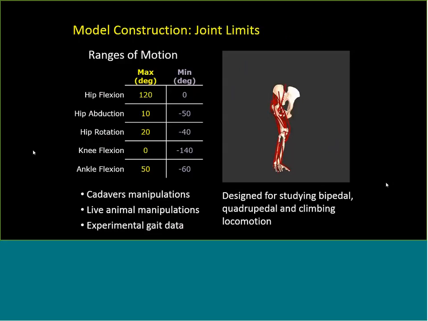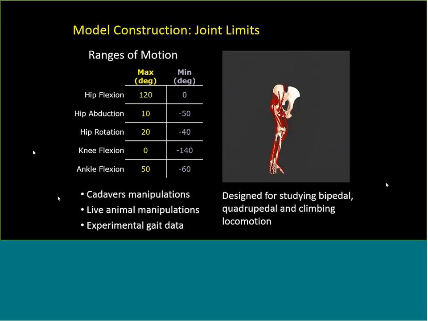So the joint ranges of motion were set up to allow as much range of motion as was possible in the model while allowing realistic muscle pathways. Chimpanzees have a considerably larger range of motion at their hind limb joints than humans do in the lower limb, and so it was important to try to maximize this as much as possible. But if you allow too much range of motion, then it becomes very difficult to model the muscle pathways properly.